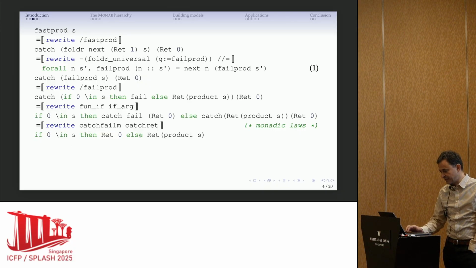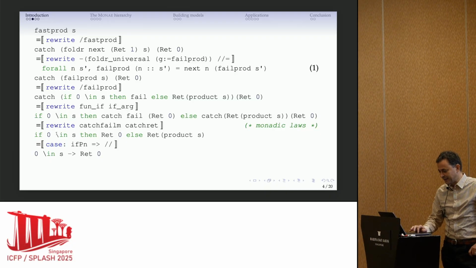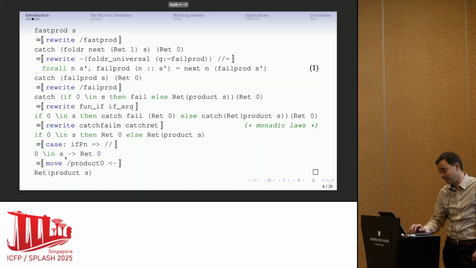which I reach this goal, and here I have to do a case analysis because it's the end of the story. If I do a case analysis, you can recognize that I'm trying to prove that it's equal to product S. So, in case 0 is not in the list, this is trivial. Otherwise, I need to prove it under the hypothesis that 0 is in the list. But I have a lemma that says that if 0 is in the list, then the product is 0. End of the story.